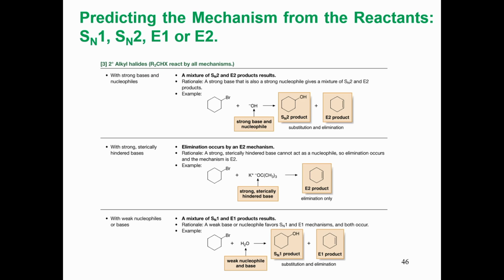This is a secondary alkyl halide. In the presence of a secondary alkyl halide, when I'm having a strong base and nucleophile, I can have E2 and SN2. But when I'm having sterically hindered bases, E2 will predominate. When I'm having weak bases, I'm going to have SN1 and E1 products.